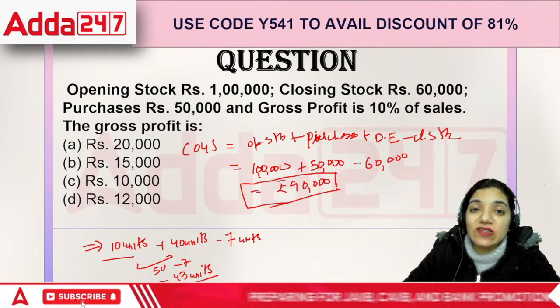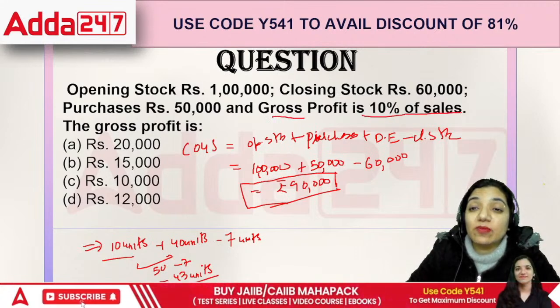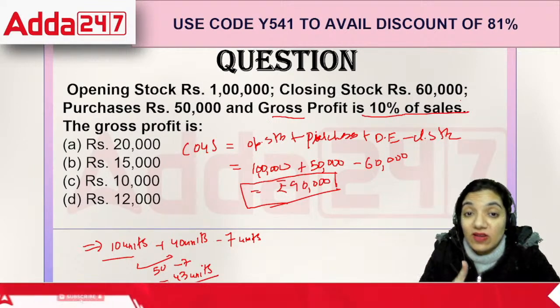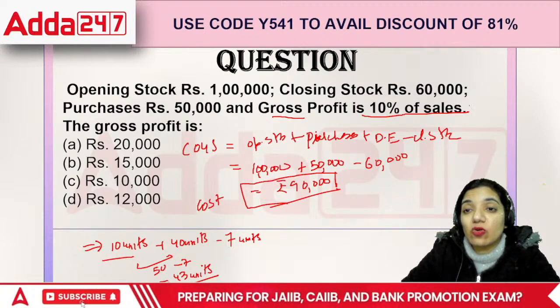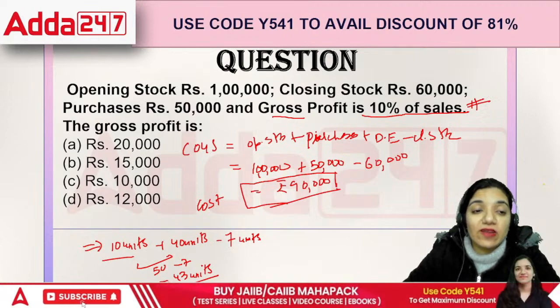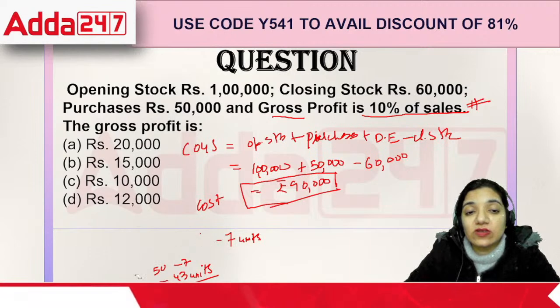But the question says the gross profit is 10% of sales. It's not on the cost. This is what we have got as cost, and they want the question on the basis of sales. How do we find it out, everyone? How do we find out what is going to be on sales or on the cost?